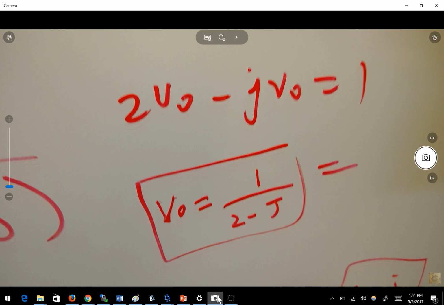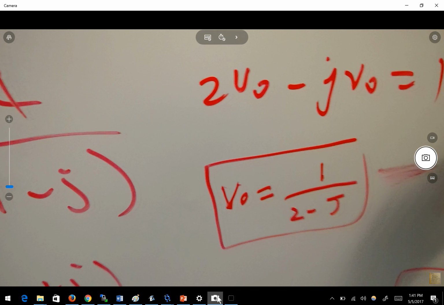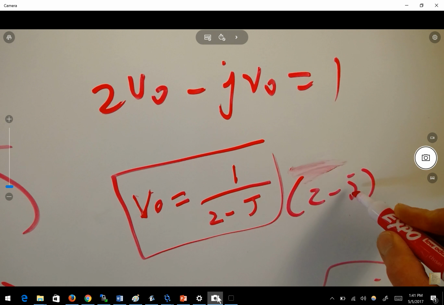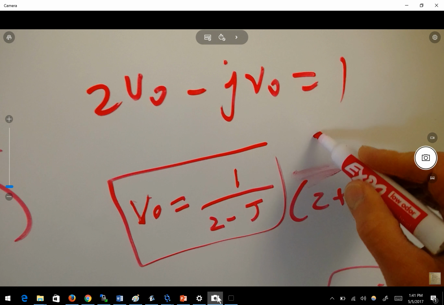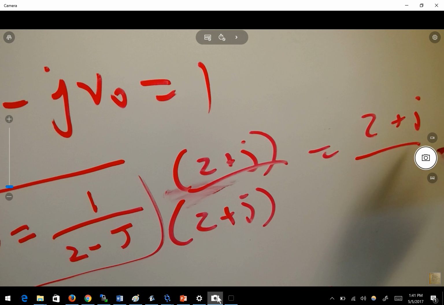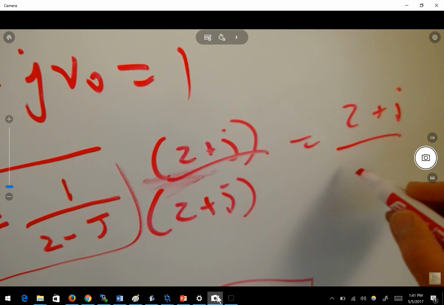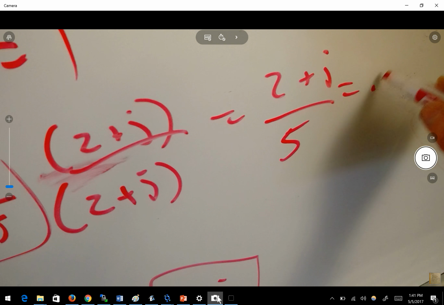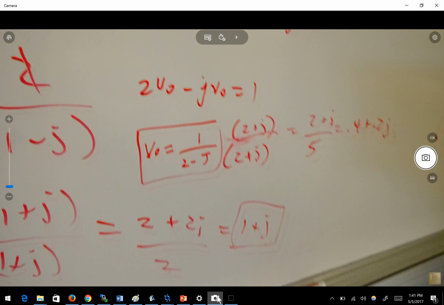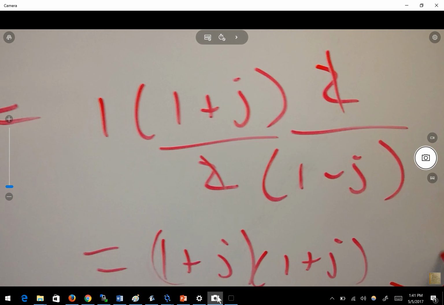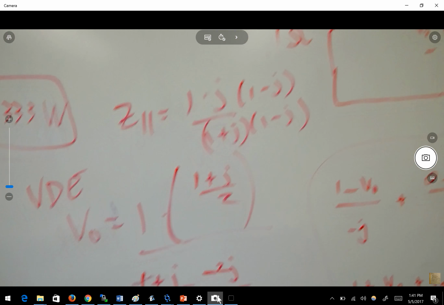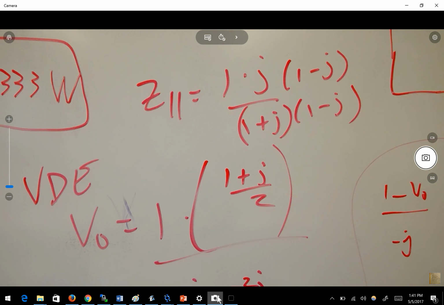Now, if you had done this and turned this into a standard form, you'd have to multiply by 2 minus J. 2 plus J, thank you. So that would be 2 plus J over 5, which looks different. So it would be interesting to see if there's an error here. The nice thing about whenever you can use the voltage divider formula is that the algebra is a lot simpler. But we could still have made a mistake.